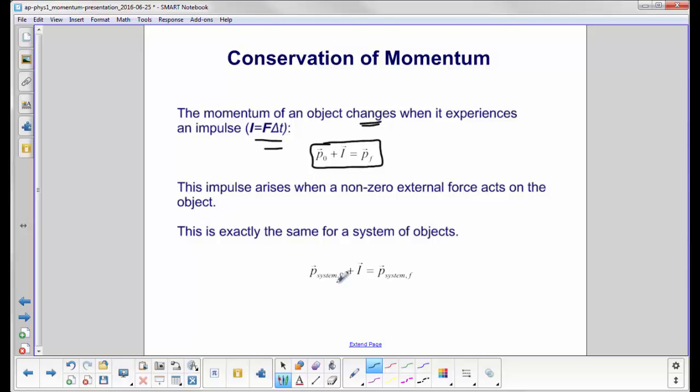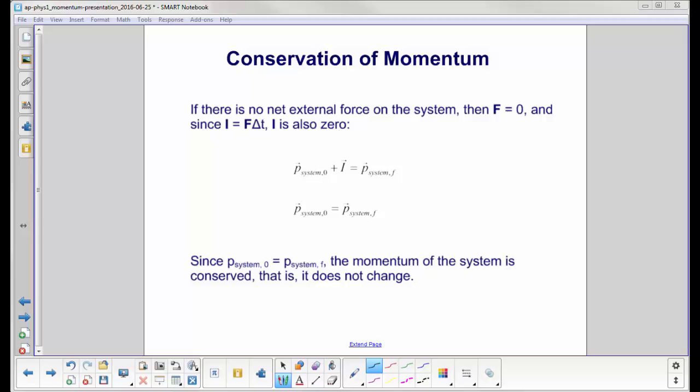So here we have a system, an initial condition. We add an impulse to the entire system, and then we will get a new final momentum. If there is no external net force on the system, then F will equal 0, and therefore the impulse will equal 0. So when we have this equation for the system, where the initial momentum of the system plus the impulse is the final momentum, we get rid of the impulse, and we have the initial system momentum is equal to the final. Thus, the momentum of the system is conserved. It does not change.